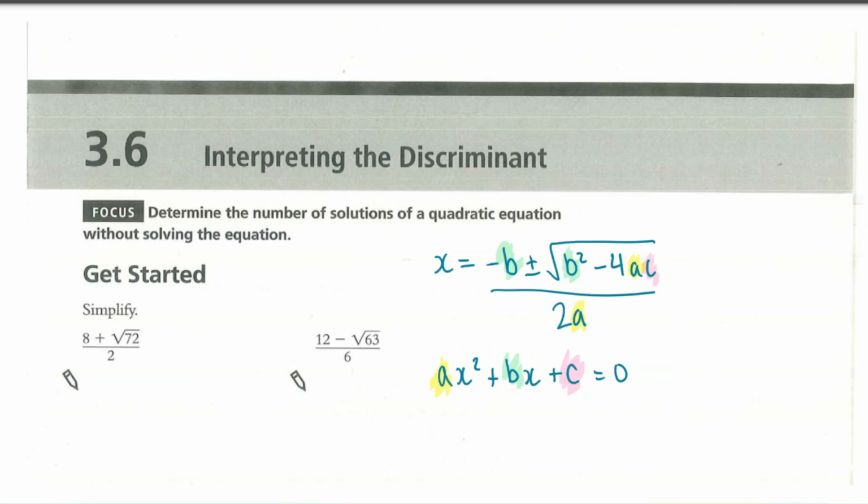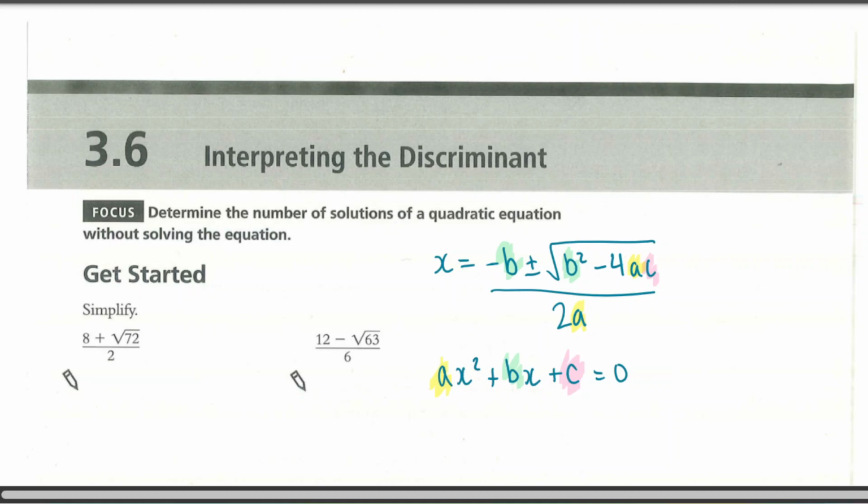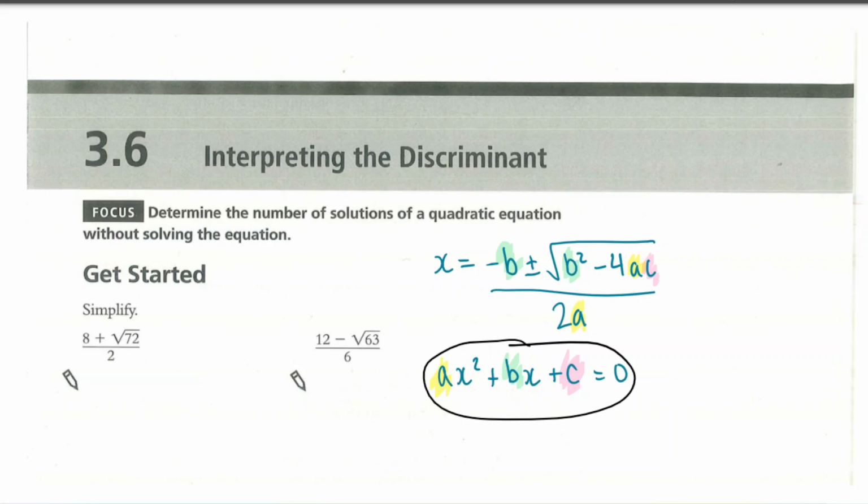Okay, this is lesson 3.6 on interpreting the discriminant today. So what I have on the screen here is just a reminder of what we did in lesson 3.5. In lesson 3.5, we were solving equations that looked like this: ax squared plus bx plus c equals 0. And we learned a new way to do that, which is by using the quadratic formula, which looks like that. x equals negative b plus or minus square root of b squared minus 4ac all over 2a.